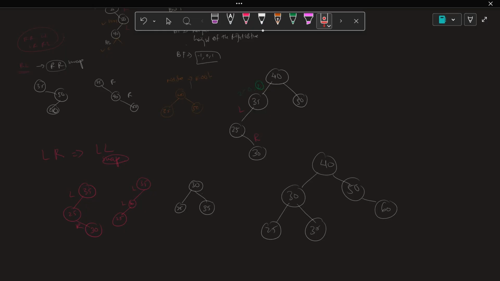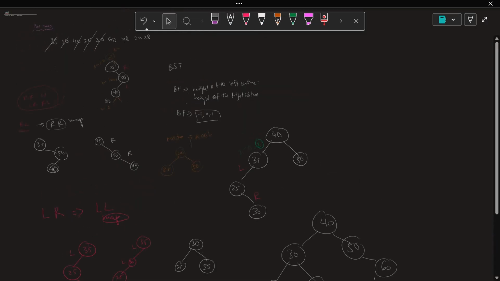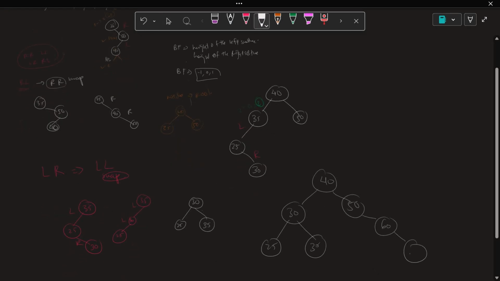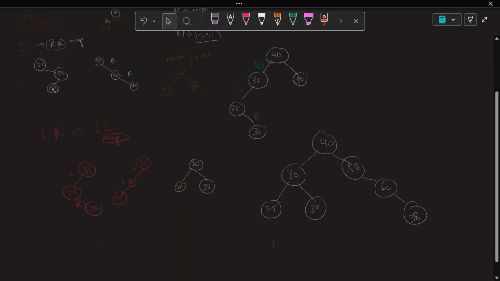Now let's move on and try to add another node. Next we have 78. So where does 78 go? 78 is going to go over here, because it's greater than 40, greater than 50, and greater than 60 as well, so it's going towards the right side. And you see this tree is getting right skewed, it's going towards the right a lot.